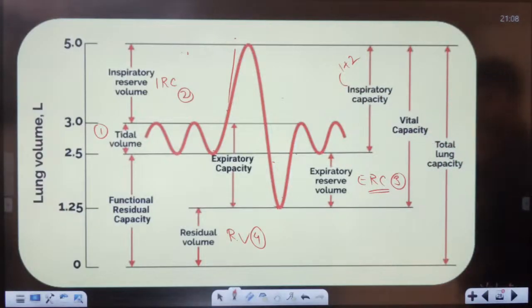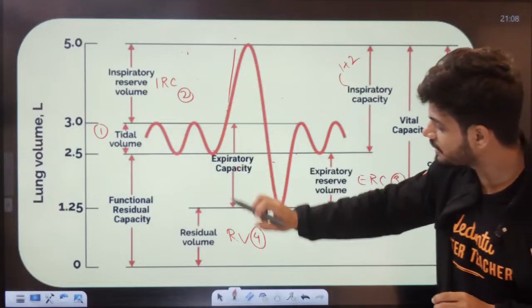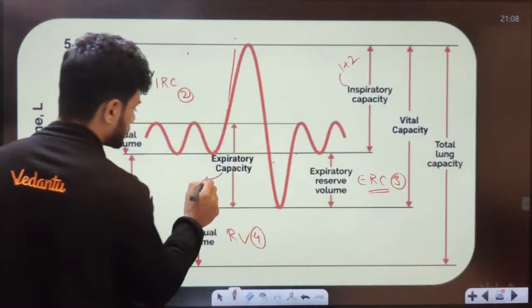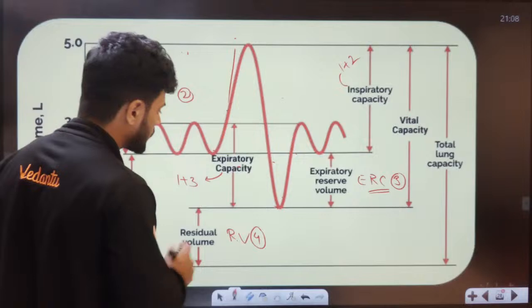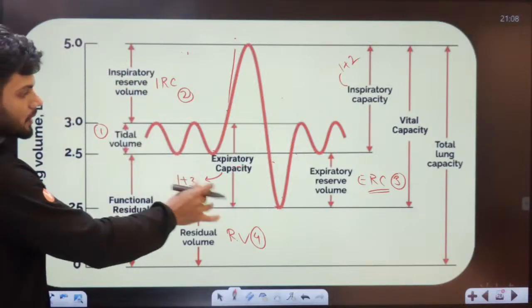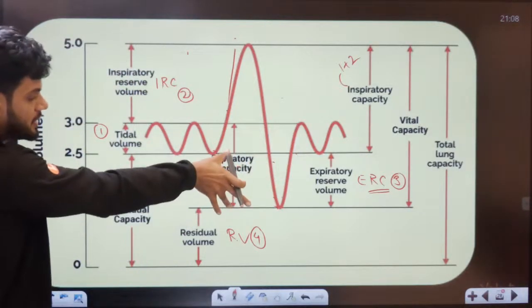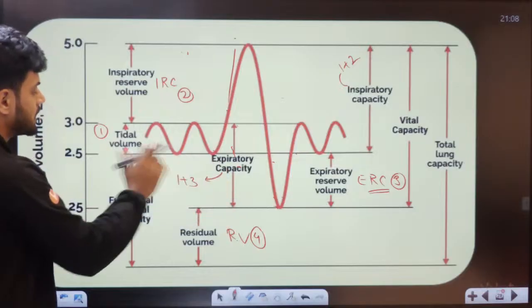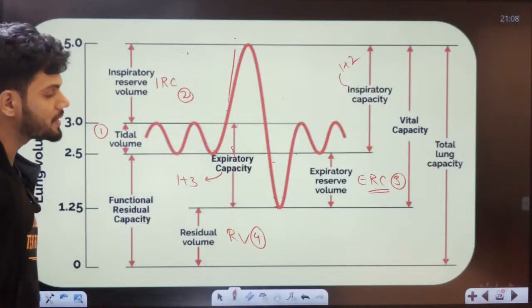Then students, we have expiratory capacity. What is expiratory capacity? 1 plus 3. So this is 1, and this is 3 here. So 1 plus 3 is expiratory capacity. This much, from here to here. Expiratory capacity is 1 plus 3.